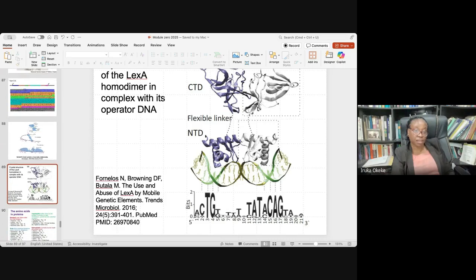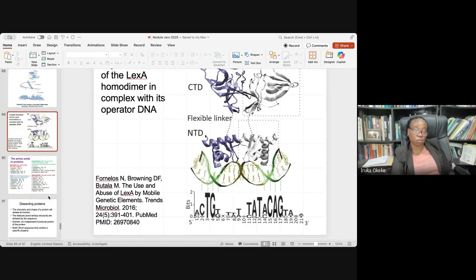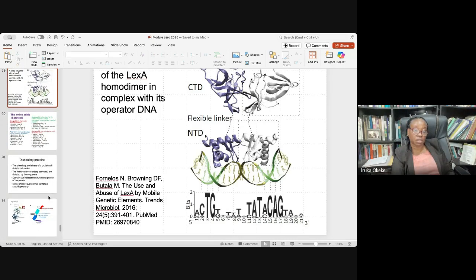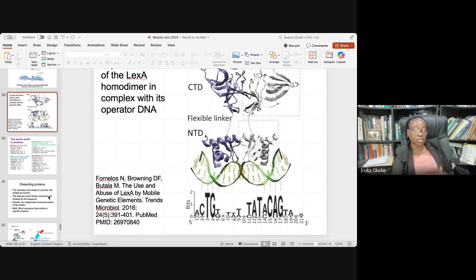Okay, I think this is where we are stopping. Yes, because we're not dissecting proteins. However, I hope I've given you a taster for the fact that there's a lot of bioinformatics that's done with protein sequence and protein structure.